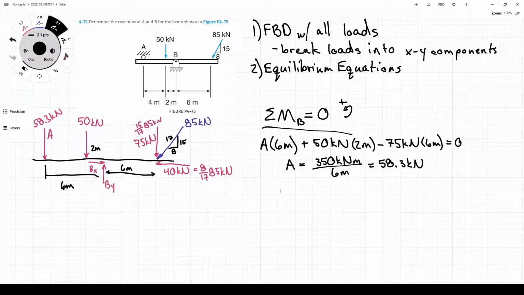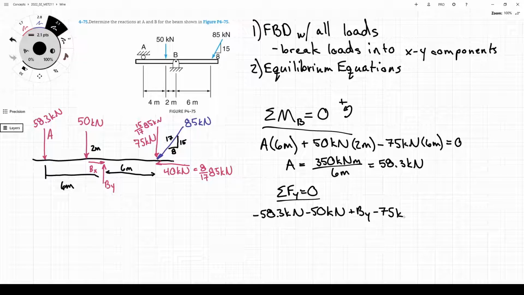Now we can do either one next. We'll start with the sum of forces in the y direction is equal to 0. So we have minus A, which is 58.3 kilonewtons, minus 50 kilonewtons, plus By, minus 75 kilonewtons, is equal to 0. And that leaves us with By equal to 58.3 plus 50 plus 75, which is 183.3 kilonewtons.